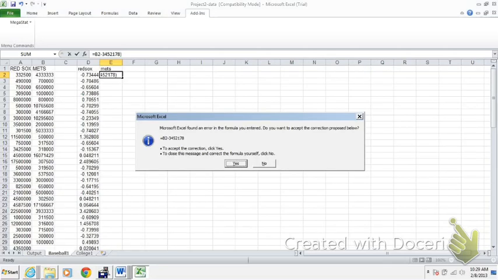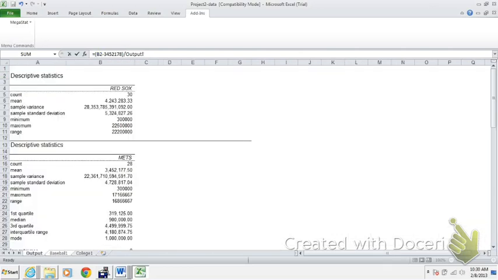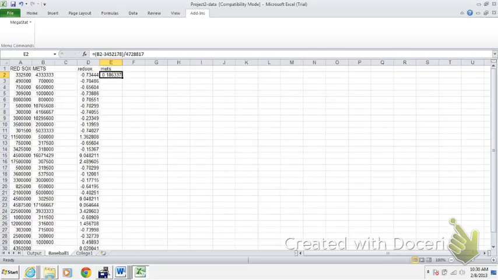Oops. Let me hit pause. Just a little glitch there. So I've taken B2 minus the mean for the Mets, divided by, now let's retrieve the standard deviation of the Mets, which was, what was it, 4728817? So I'm literally going to type that in, 4728817. Okay, now if I go back to my baseball sheet, see, it produced the z-score, there it is, there's the z-score for that particular observation.